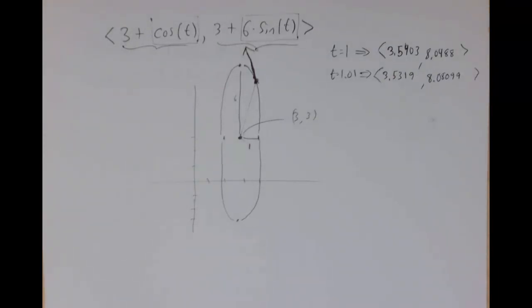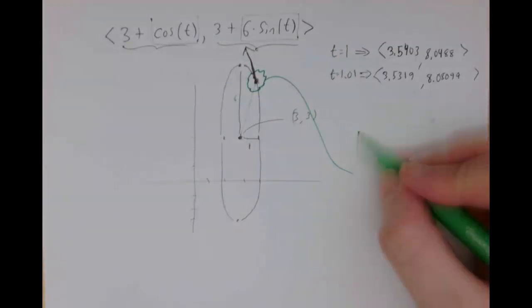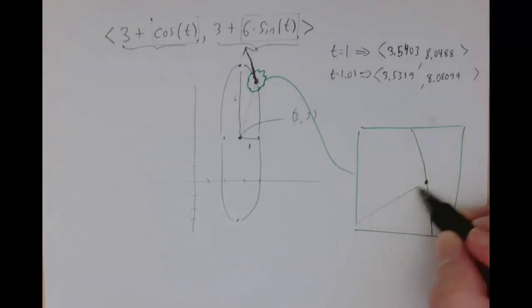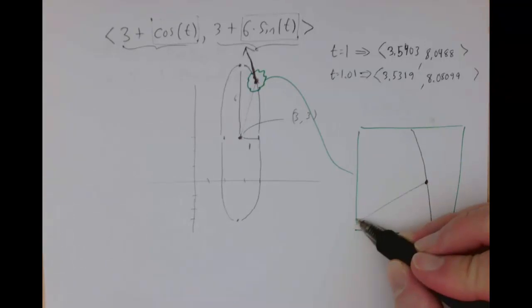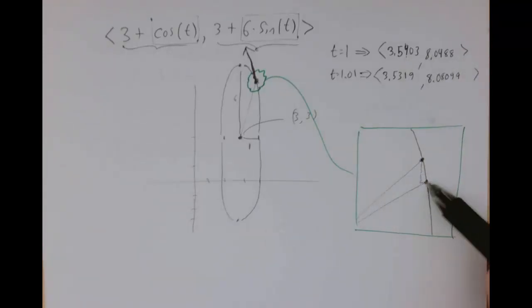So let's zoom way in on what it looks like there. What it looks like there is I've got this part of the ellipse, and this is at t equals 1, and then a little bit later I'm here. So the difference between the x's describes that, and the difference between the y's describes that. And so if I want to know how far did it go from here to here, I'm going to use the Pythagorean theorem to find that.